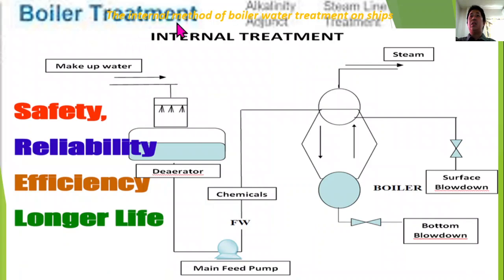We have here the internal method of boiler water treatment on ships. For internal treatments, we have here the make-up water. This system is safe, reliable, efficient, and gives longer life. For example, as mentioned, the aerator is used to eliminate the oxygen content of the boiler water.